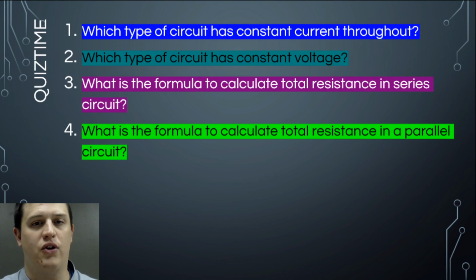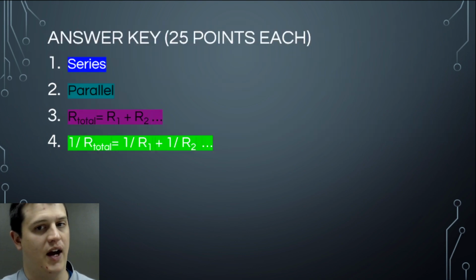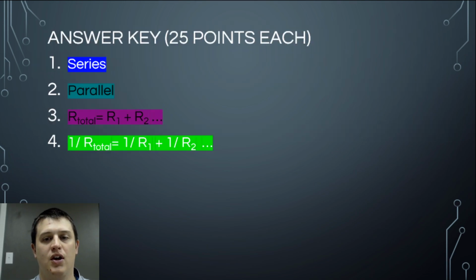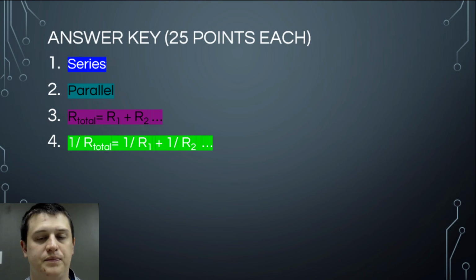What is the formula to calculate total resistance in a series circuit? VIR, right? Oh, no, not right. Resistance, we gotta read our question. Total resistance in series circuit. R total, R1 plus R2.